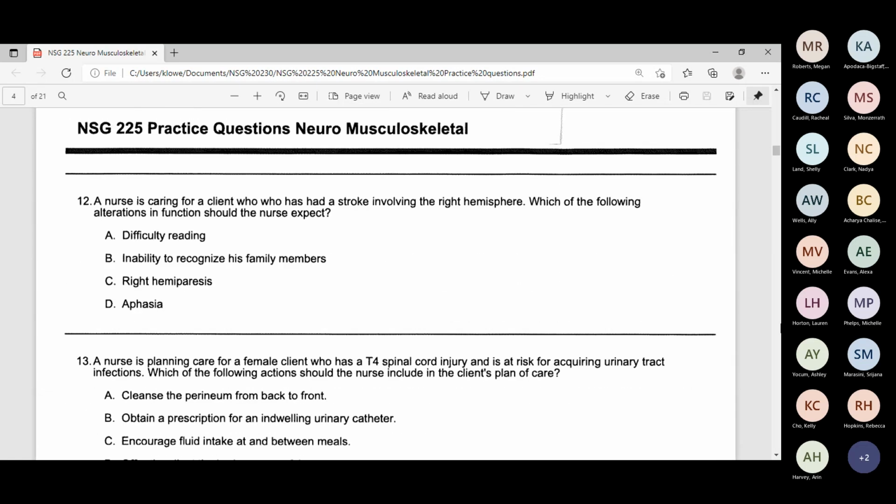And if you want me to slow down or you're still reading, just yell at me and let me know. A nurse who's caring for a client who has had a stroke involving the right hemisphere. Which of the following alterations in function should the nurse expect?